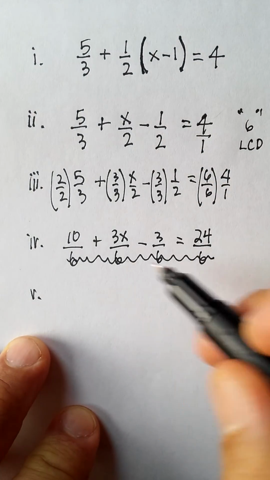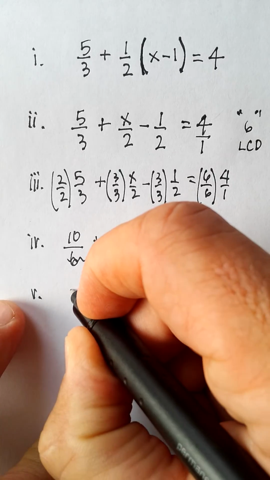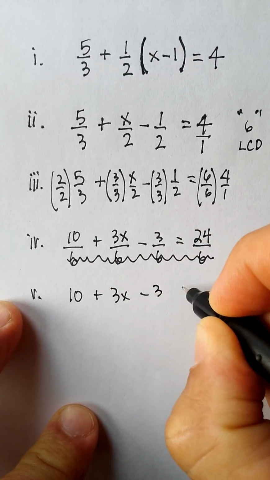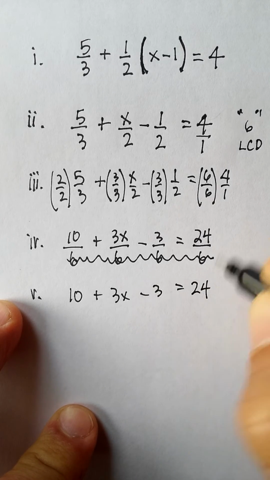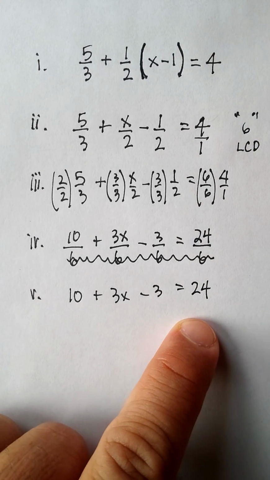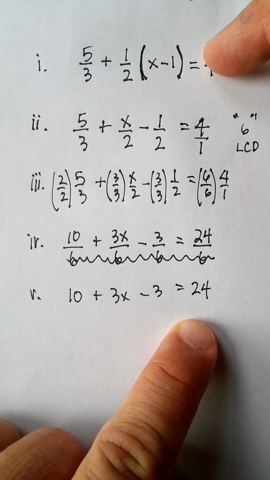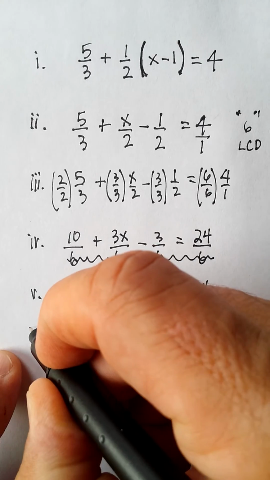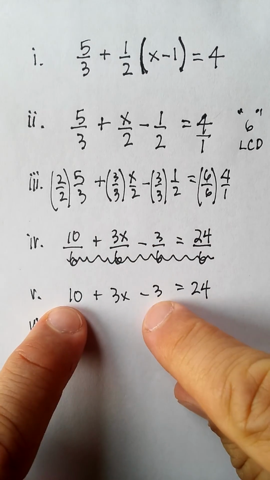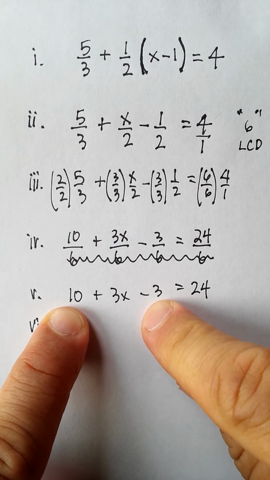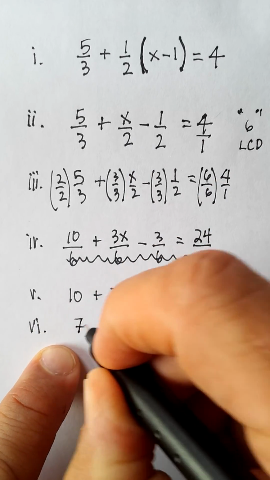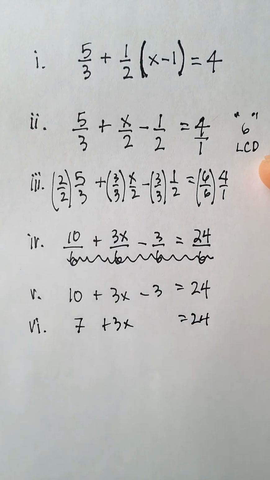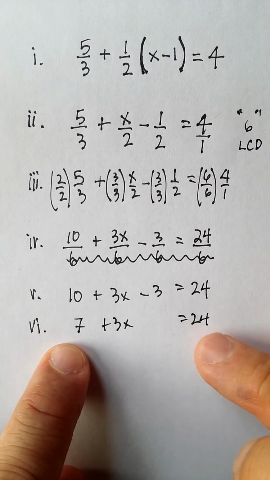All right? Look what I've got now. Let's just rewrite this as a clean problem. 10 plus 3x minus 3 is equal to 24. And look how much easier that problem is than the original problem up here. Now we can just isolate the x pretty rapidly, can't we? Let's just go ahead and do that. Let's combine like terms, so the whole numbers are going to give me 7 plus 3x is equal to 24. Let's go ahead and subtract 7 from both sides.